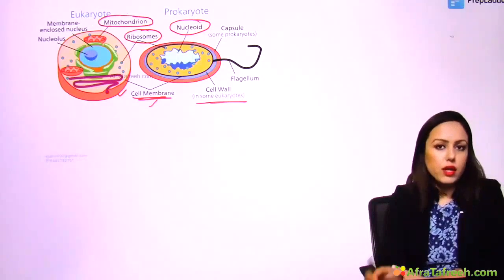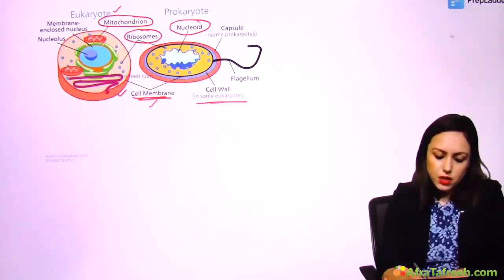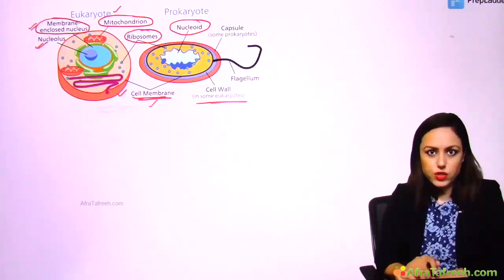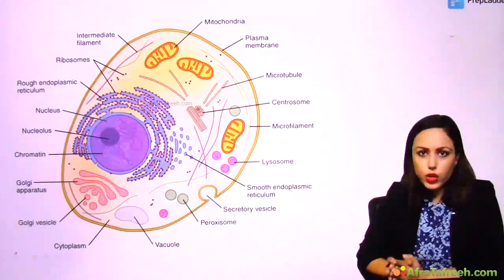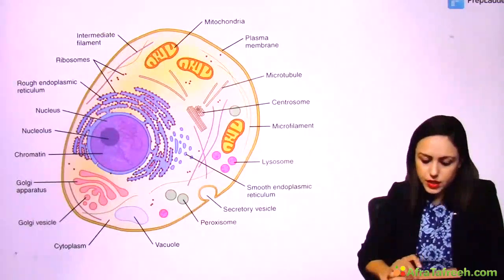Mitochondria or any organelle will be only present in eukaryote. Then membrane enclosed proper nucleus with nucleolus is present in eukaryote. Now let's see a clear bigger image of a eukaryotic cell which is complex and having so many organelles in it.